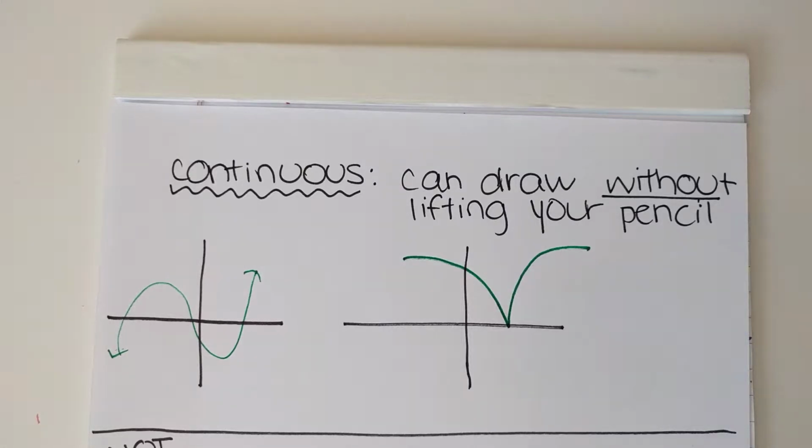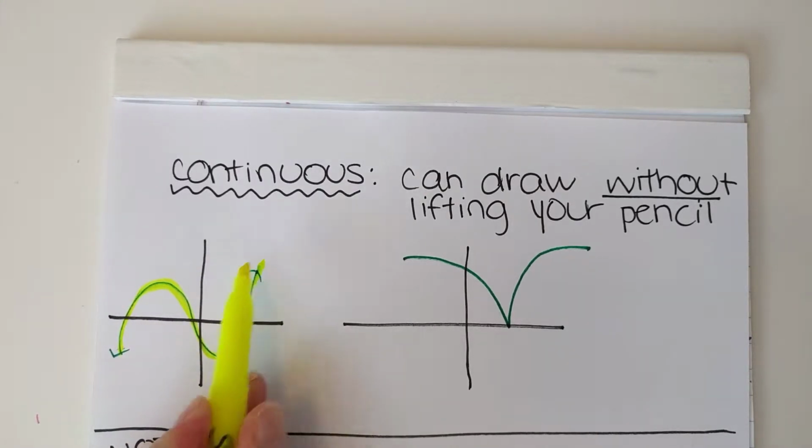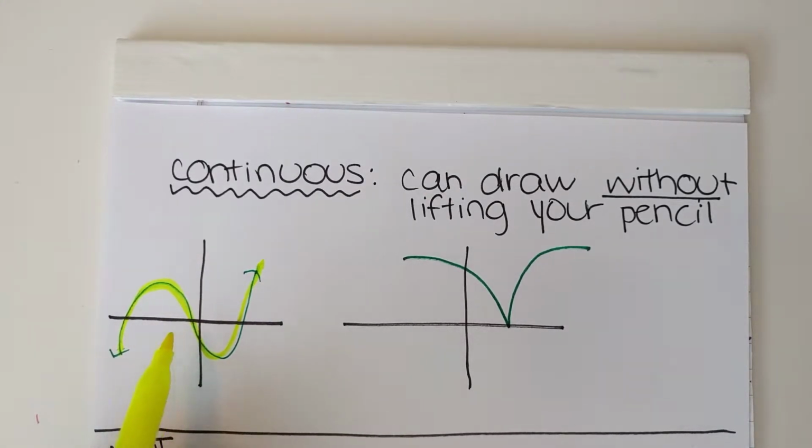All right, so just a quick reminder, a continuous function, we can draw it without lifting our pencil. So if you think about tracing the graph, you will not be lifting your pencil when you trace the graph. So for example, here, if I were to trace this graph, I don't have to lift my highlighter or pencil ever. And so that would be a continuous function.